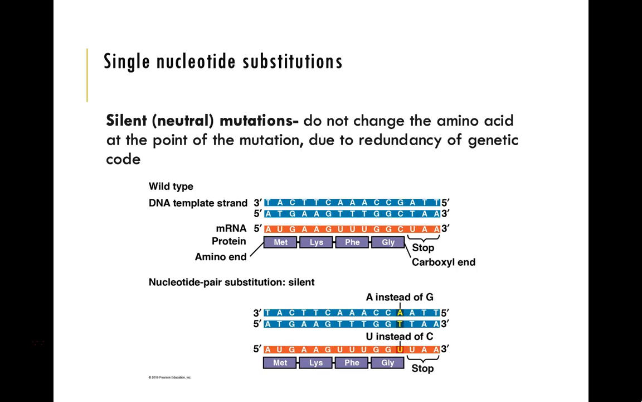So if we look at the sequence here, we have methionine, lysine, phenylalanine and glycine. And if we looked at our parent sequence, we have a G in the template strand, but if a mutation occurs and we switch to an A, we actually just have some wobble going on. So we still code for a glycine. So that mutation has happened, but it hasn't at all changed the sequence of the amino acids, and so that mutation doesn't show up as a change in phenotype.